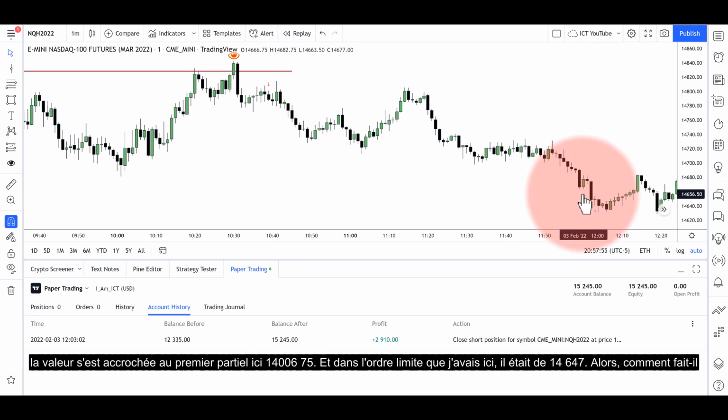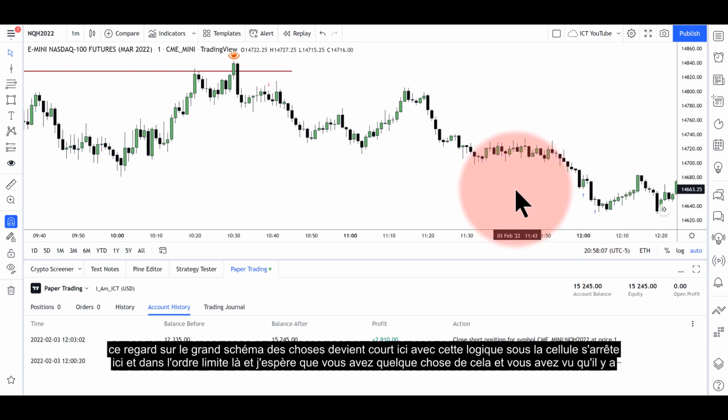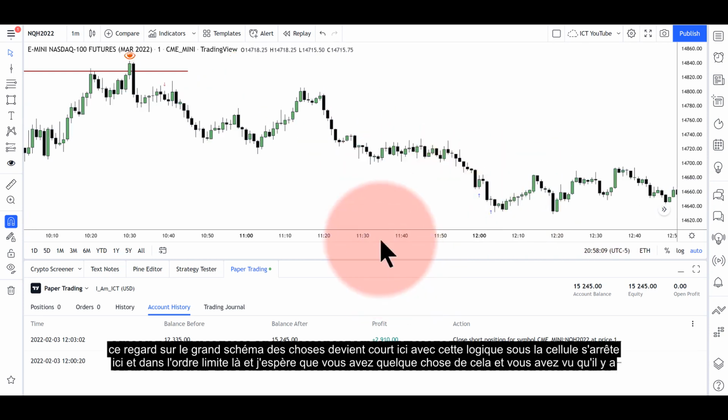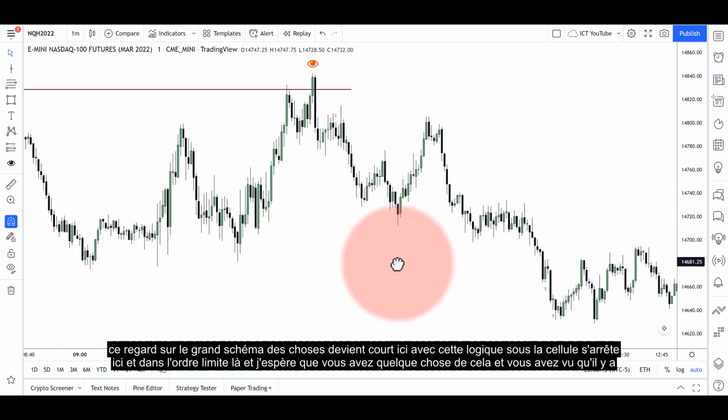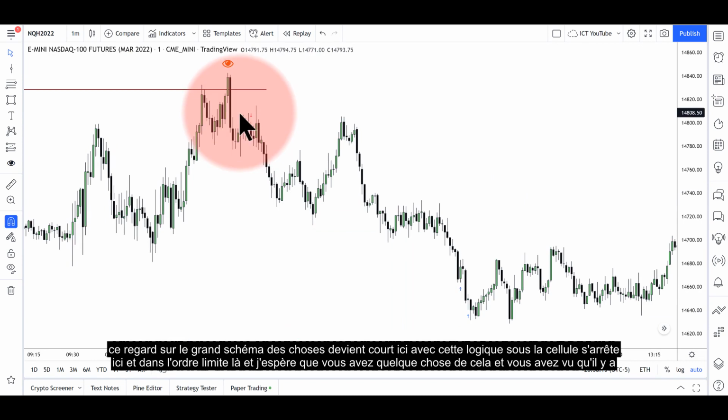First partial here, 14,675, and then the limit order I had here was 14,647. So how does that look on the grand scheme of things? Getting short here with that logic, below the sell stops, down here, and then the limit order there.